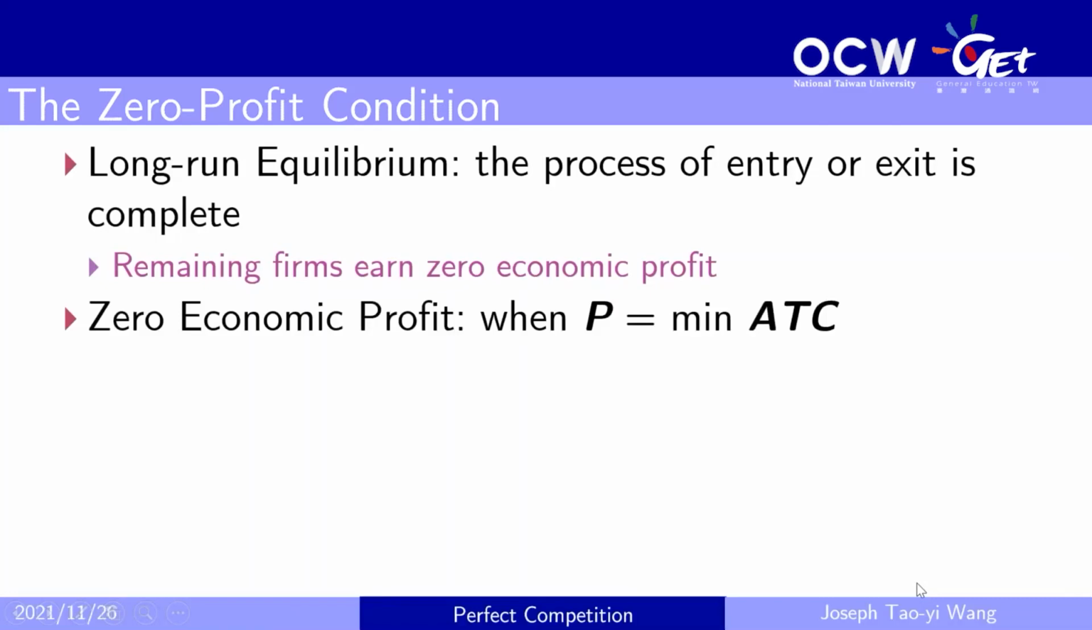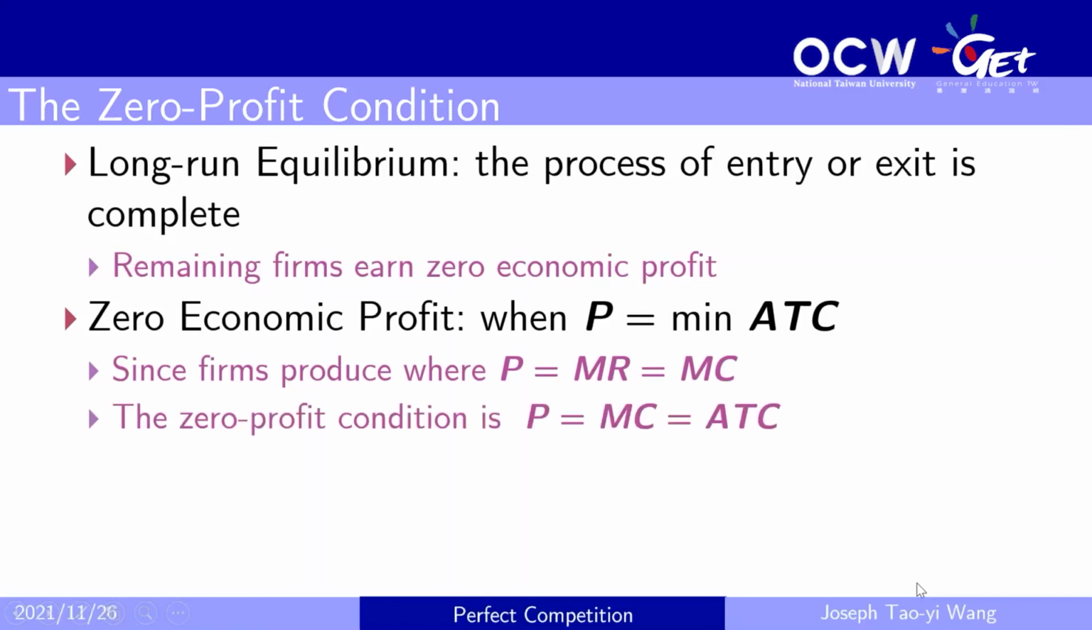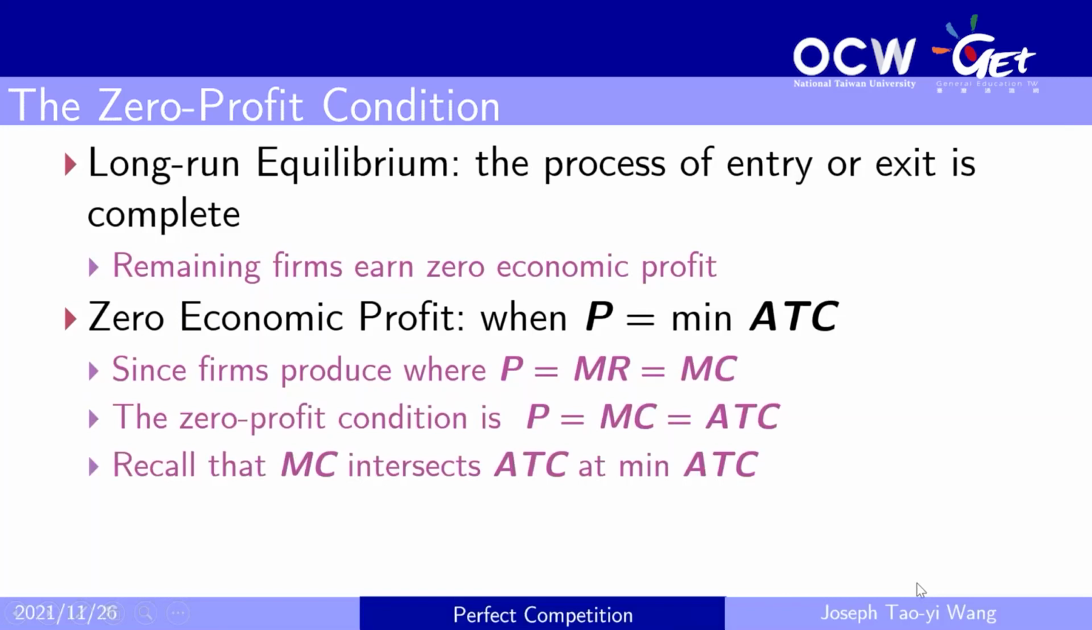And this happens when you're at the lowest point of the ATC curve. That's where the marginal cost curve intersects with it. Because you produce where price equals marginal cost. So what that means is that you are where marginal cost equals ATC, and because of the zero profit condition, that means that you are at the minimum point. Because remember, the marginal cost curve intersects the average total cost curve at its lowest point. So if you want to produce where the market price, which equals marginal revenue, equals marginal cost, and the profit is 0, that means that the price has to equal ATC.